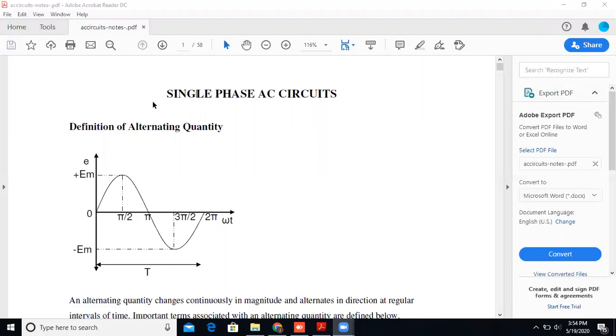Now let us see one topic from basic electrical engineering, that is single phase AC circuit, or you can call it AC circuit analysis. A combination of elements connected together is called a circuit. For this circuit, the input supply is AC, that means alternating current, and this applies to a single phase system.